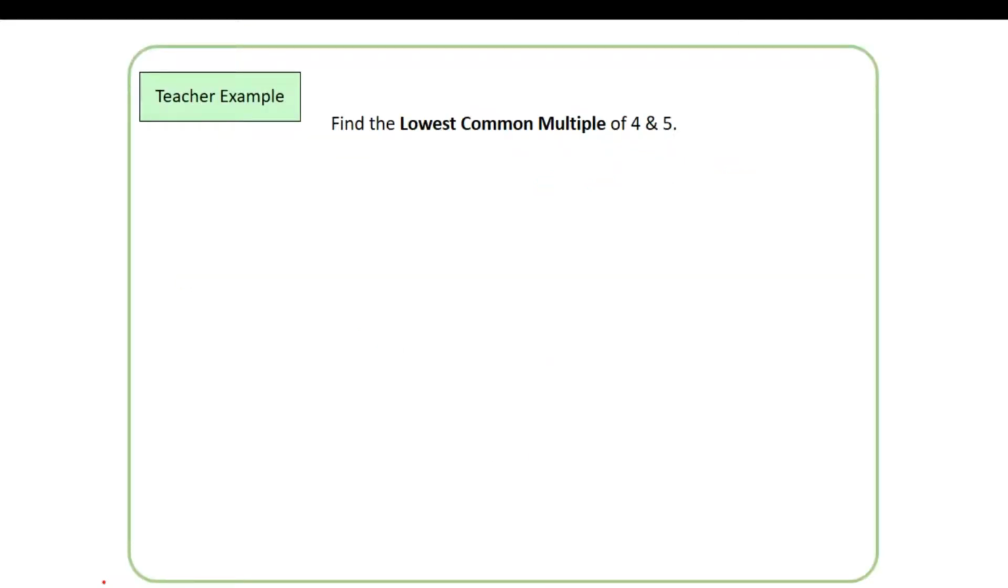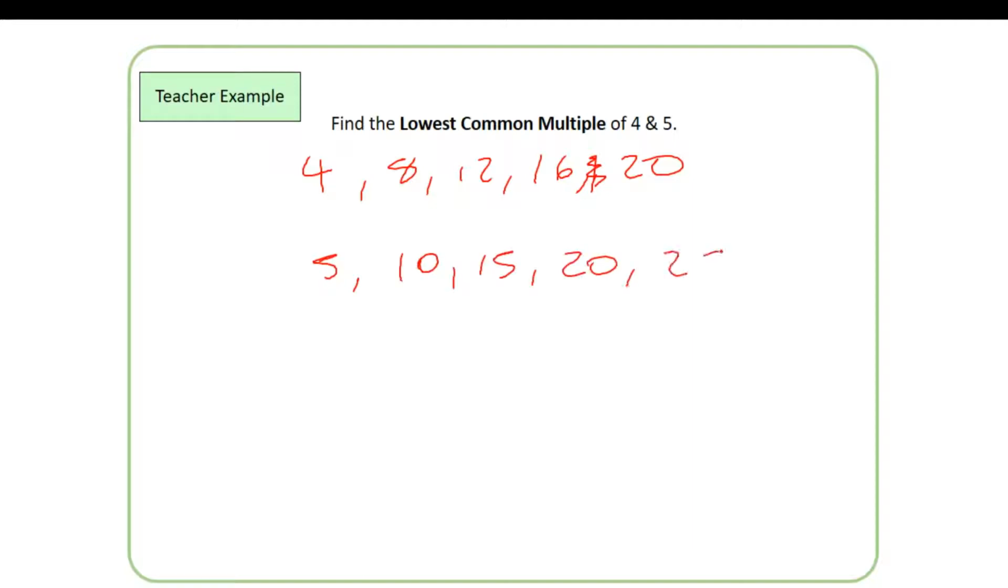Again, I'll show you another example. Find the lowest common multiple of 4 and 5. So again, I'll list the first few multiples. I've got 4, 8, 12, 16 and 20. And then I've got 5, 10, 15, 20, 25, etc. The lowest number in both lists is 20. Now, some of you will have said, oh yes, so it's easy, just 4 times 5 is 20. Now, yes, that works in this case, but it won't always work, okay?